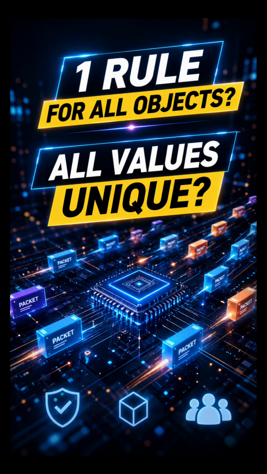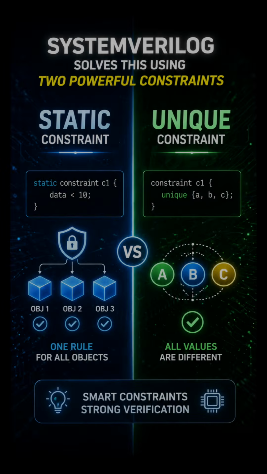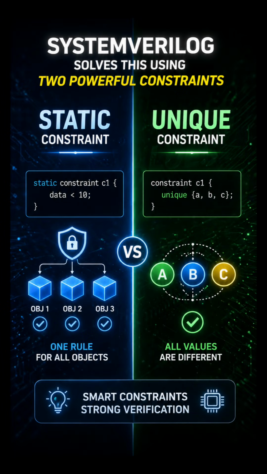Imagine you are generating many transactions in your verification environment. Sometimes you want one rule to apply to every object, and sometimes you want all generated values to be different so that your test becomes stronger. SystemVerilog gives us two very powerful constraints for this: a static constraint and a unique constraint. Let's understand how verification engineers actually use them.